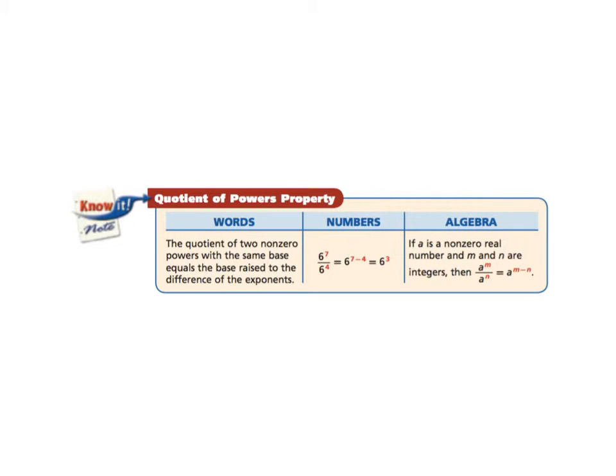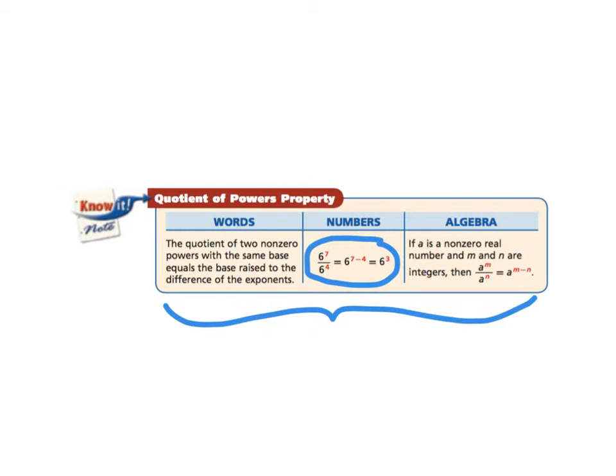So example 1 in lesson 7.4 talks about the quotient of powers property. And sure enough, they've described exactly what we discovered. That if you're dividing non-zero powers with the same base, the way we divide those is subtract the exponents and write the power with that new exponent. So we've got an example with numbers right here, and the same example with variables, which we'll get to later.